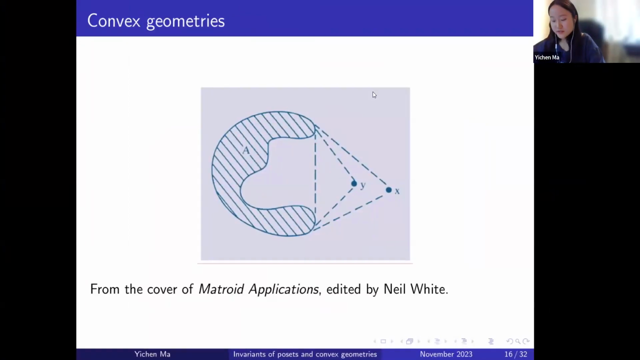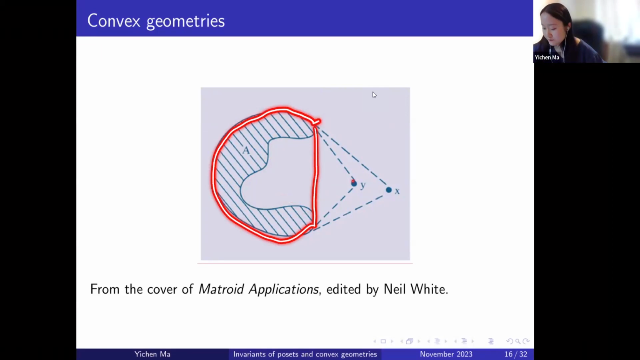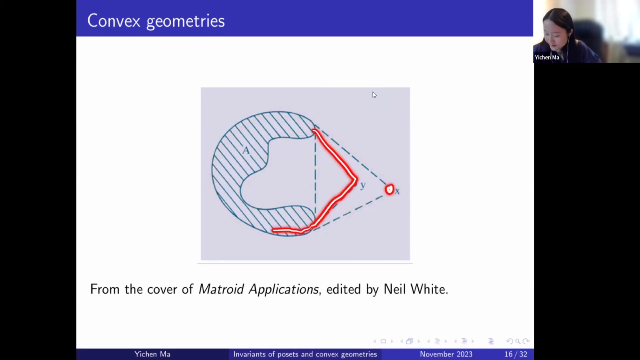There's a nice picture of convex geometries which illustrates the anti-exchange axiom. For example, if we have an arbitrary set A, then the convex hull of A is this graph, and if Y is contained in the convex hull of A union X, then by the anti-exchange axiom, X cannot be contained in the convex hull of A and Y.